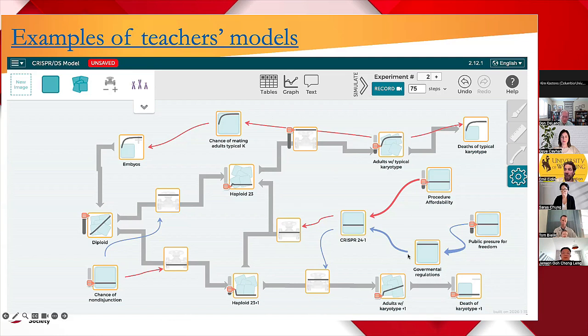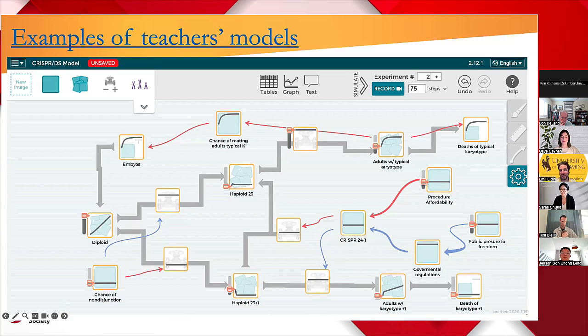Here they just added some socio-scientific aspects. Again, it was also challenging to turn some of those aspects into variables that can be measured. So procedure, affordability, governmental regulations, and something that will perhaps affect the governmental regulations would be the public pressure for freedom, the way they call it.